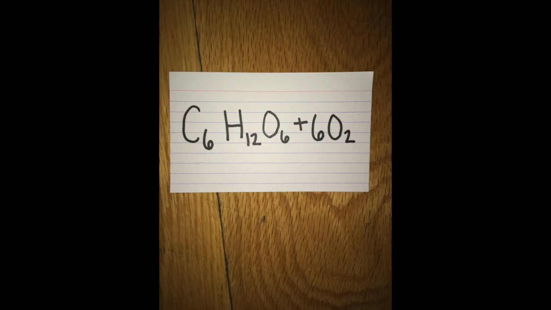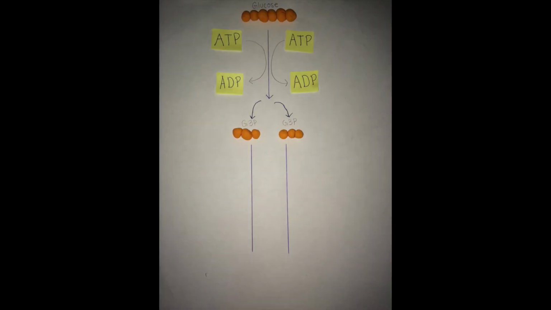C6H12O6 plus 6O2 is the products of photosynthesis, but also the reactants for cellular respiration. The first step is glycolysis, which is where glucose is broken down, and this occurs in the cytoplasm of a cell. 2 ATP molecules transfer energy to the 6-carbon glucose molecule.